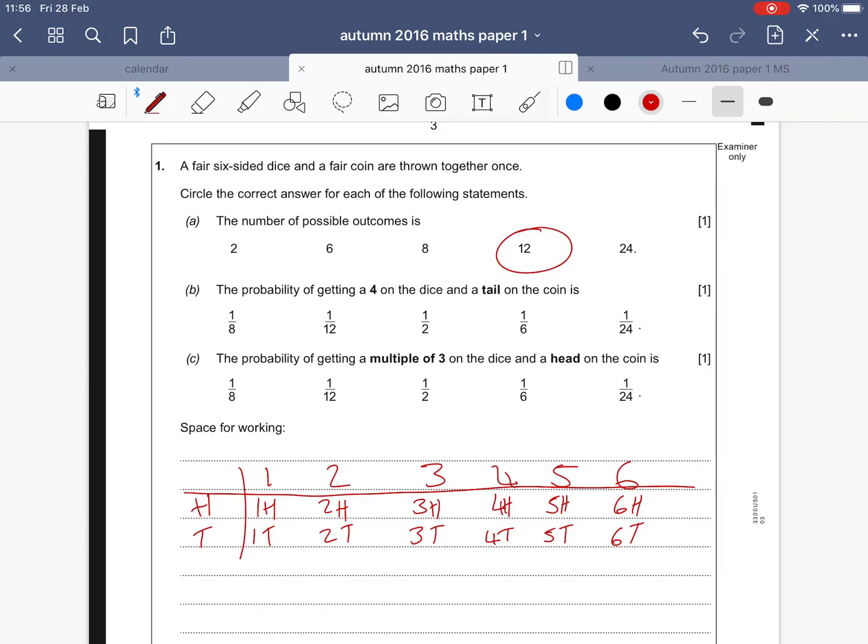Probability of getting a 4 on a dice and a tail on the coin. So there's only one 4 and one tail, so 1 out of the 12. Probability of getting a multiple of 3 on the dice and a head on the coin. So the multiples of 3 are 3 and 6, and you want the head, so that's 2 out of the 12. There's obviously no option for 2 out of 12, but 2 out of 12 is the same as 1 out of 6.